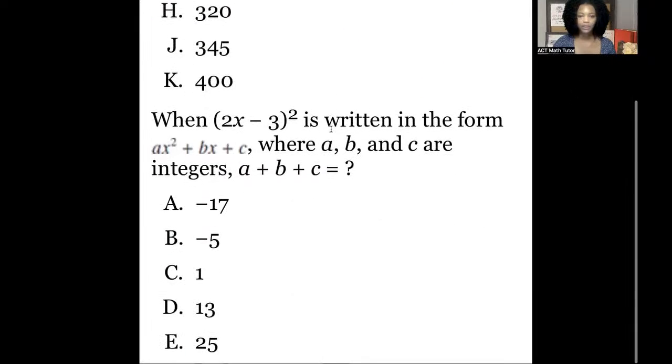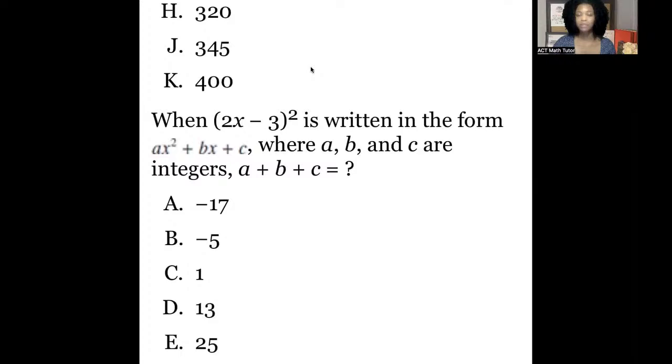Okay, guys, let's move on to our last problem from this week, question number 4. And this one reads, when (2x minus 3) squared is written in the form ax squared plus bx plus c, where a, b, and c are integers, a plus b plus c equals what?